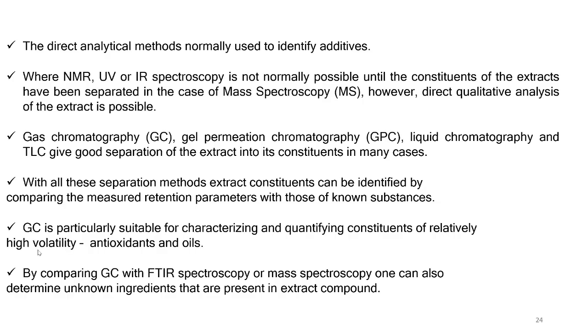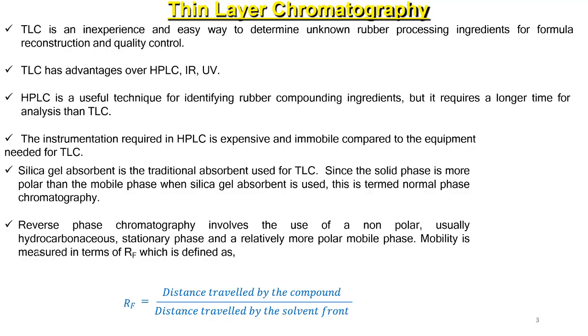Then we have GC, GPC and liquid chromatography techniques to get a good separation of the extracts and their constituents in polymers or elastomers. With all these separation methods, extract constituents can be identified by comparing the measured retention parameters with those of the known substance. GC is particularly suitable for characterizing and quantifying constituents of relatively high volatility, like antioxidants and oils. And by combining GC with FTIR spectroscopy or mass spectroscopy, one can also determine unknown ingredients which are present in the extract compound. Then we have thin layer chromatography.